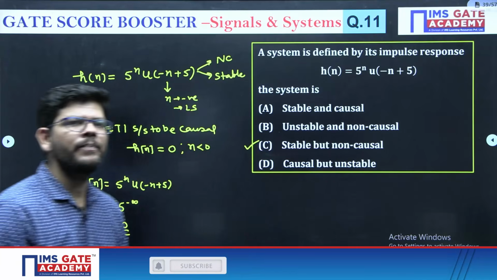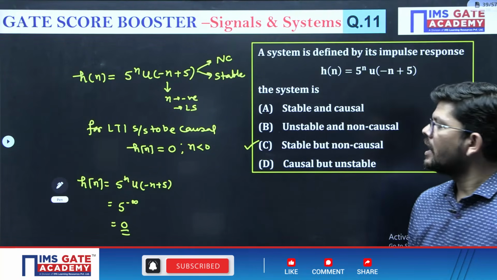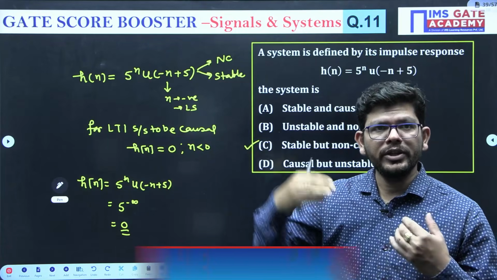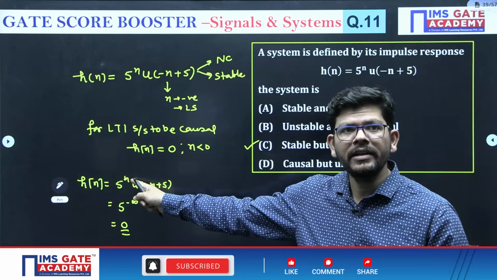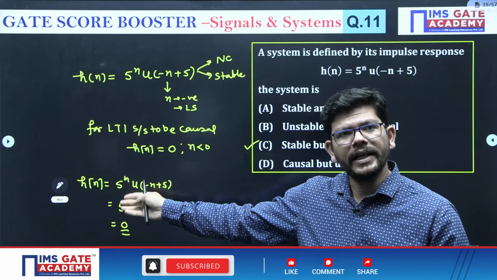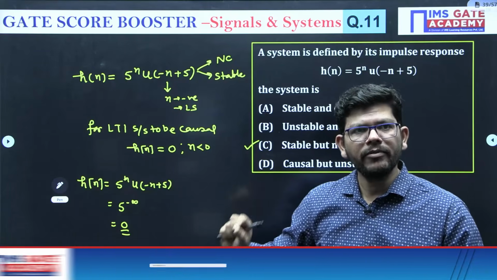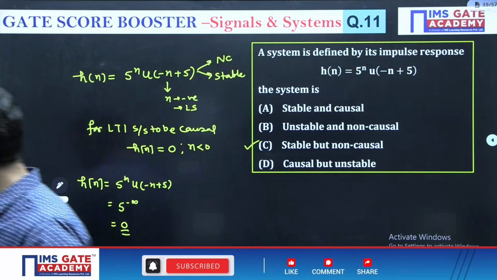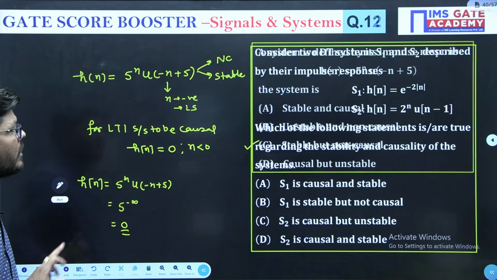I hope it is clear, right? This is how you have to see this factor. Don't assume that 5 to the power n will be unstable. It depends upon what value of n you are putting. If we are putting a positive n value, meaning n is positive infinity, yes, it is unstable. But here we have to put negative n values, so 5 to the power minus infinity will be 0 or bounded. So it is stable, right? I hope it is clear.